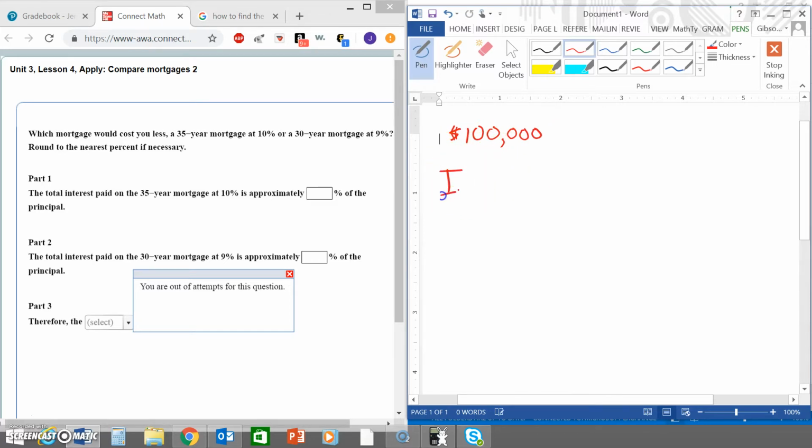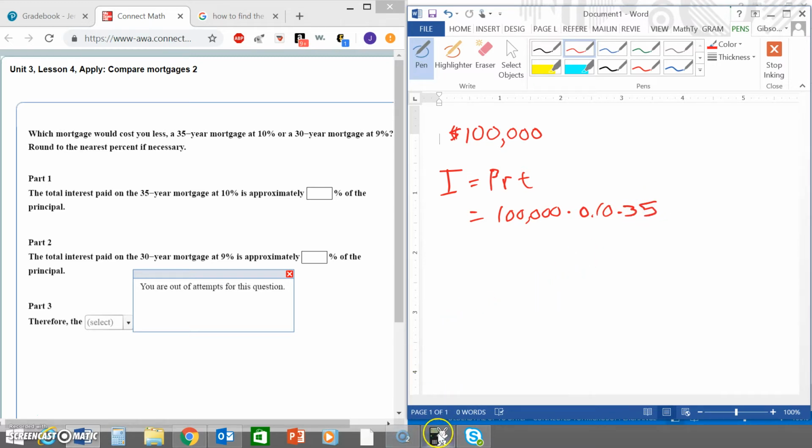So we will use the simple interest formula. Interest is equal to principal times rate times time. The principal is $100,000. The rate is 10%, which is 0.10. And the time is 35 years, so it would be times 35.